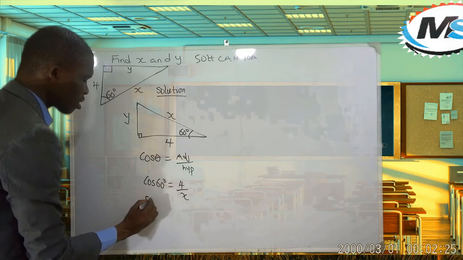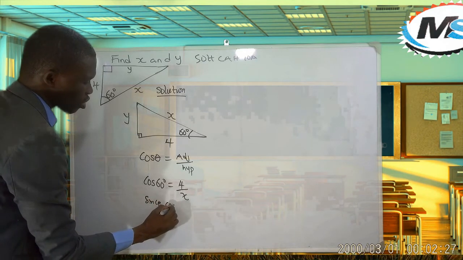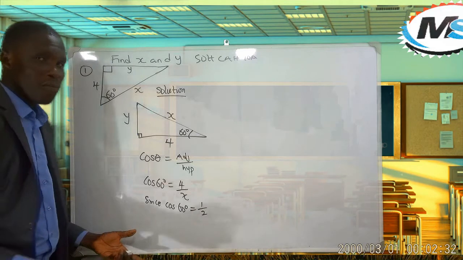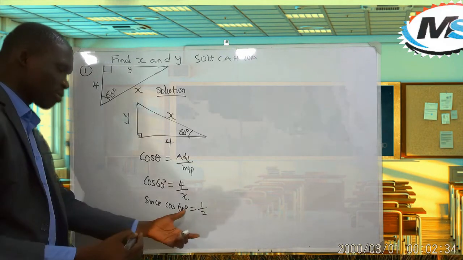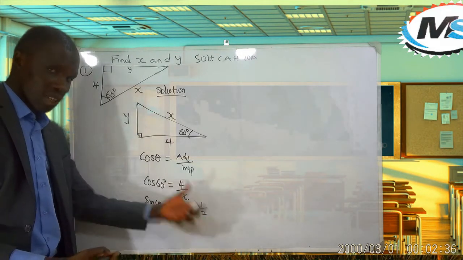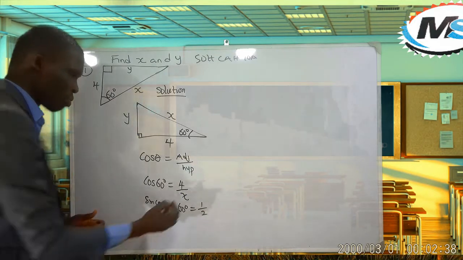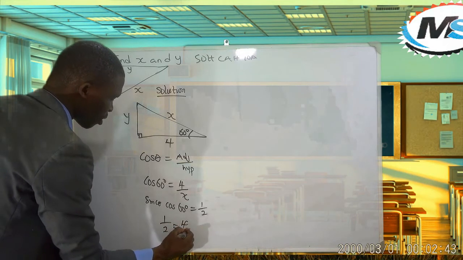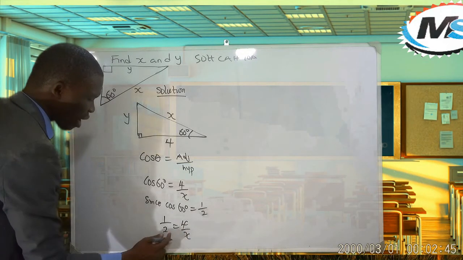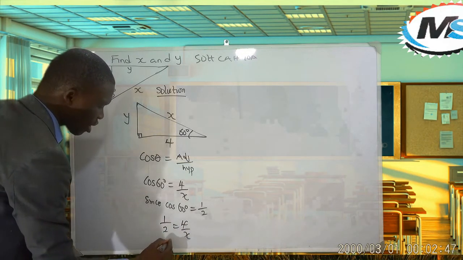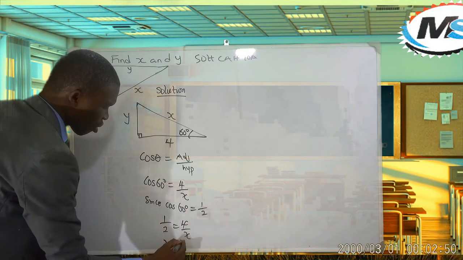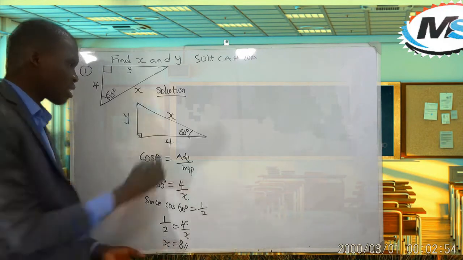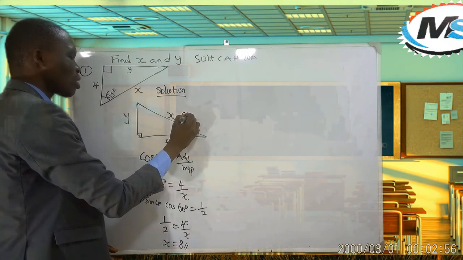Since cos 60 degree equals half from our previous class. Cos 60 degree is half. I think you can remember. I've told you before. So this will give us half equals 4 all over x. You cross multiply. x times 1 will give us x. 2 times 4 will give us 8. So the value of x will be 8.